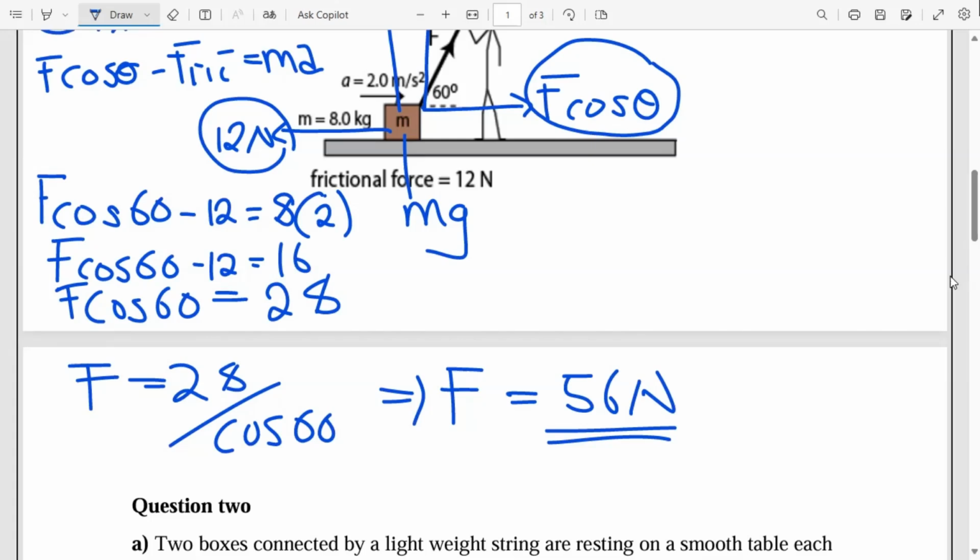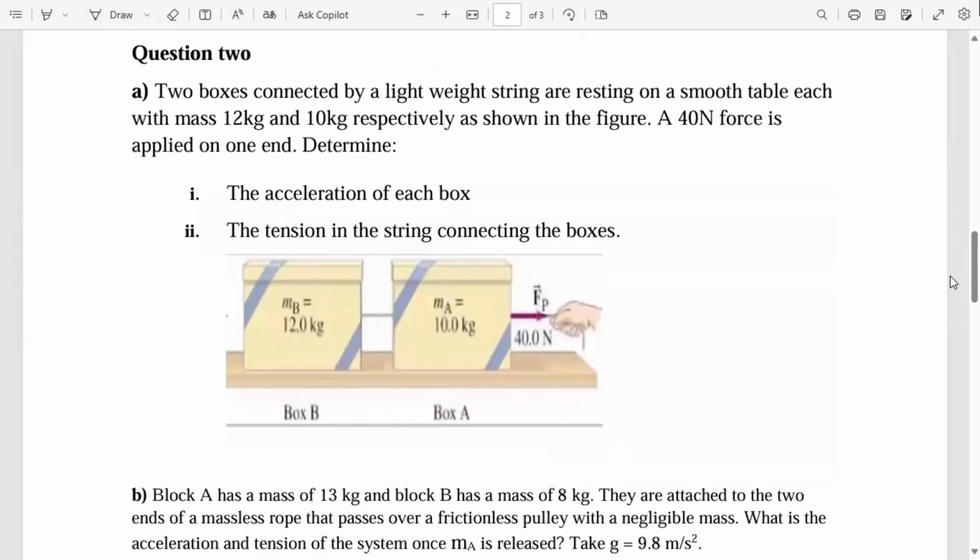We can now move on to the next question, which is question 2. We are done with both part A and B of question 1. Let's go to question 2.